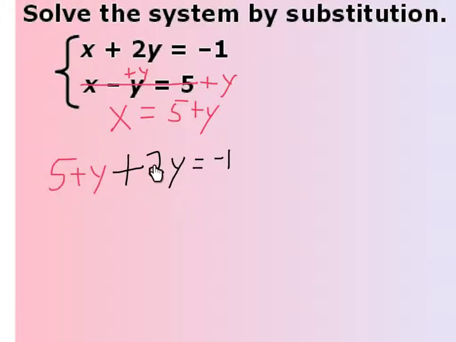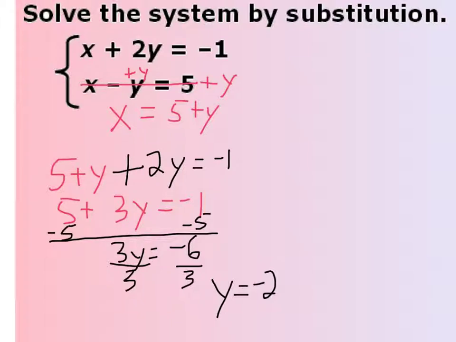So let's solve this. Much easier now. y plus 2y is 3y. So 5 plus 3y equals negative 1. Okay, so I showed my work and I solved, and I ended up with y equals negative 2.